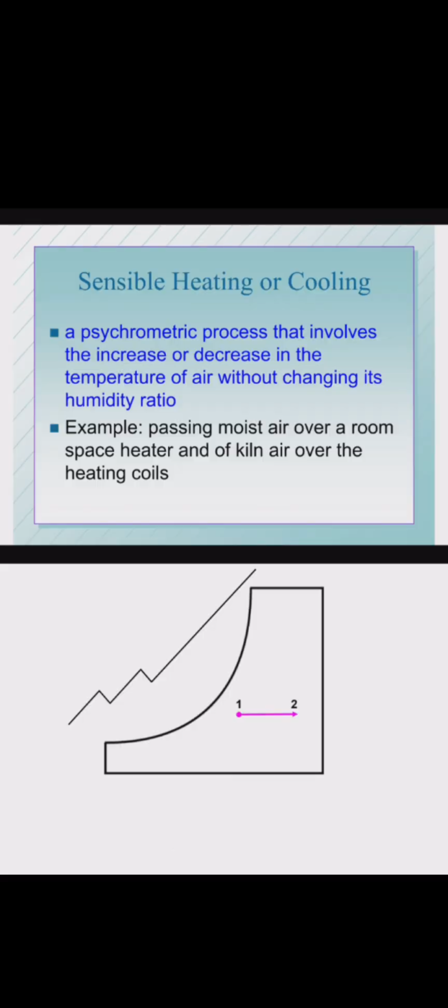Sensible heating or cooling: a psychrometric process that involves the increase or decrease in the temperature of air without changing its humidity ratio. Example: passing moist air over a room space heater, and kiln air over the heating coils.